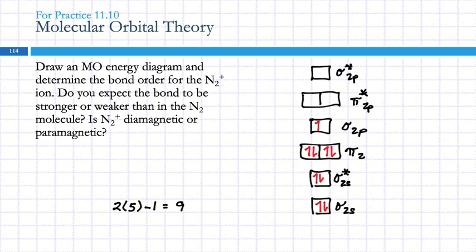So do we expect this bond to be stronger or weaker than in an N2 molecule? Well, the N2 molecule would have another electron here. It would have more bonding electrons than anti-bonding, right? So we would expect that N2 plus is going to be weaker.